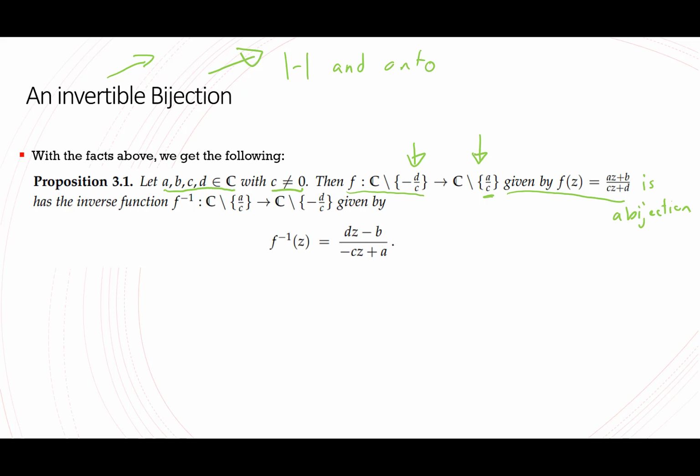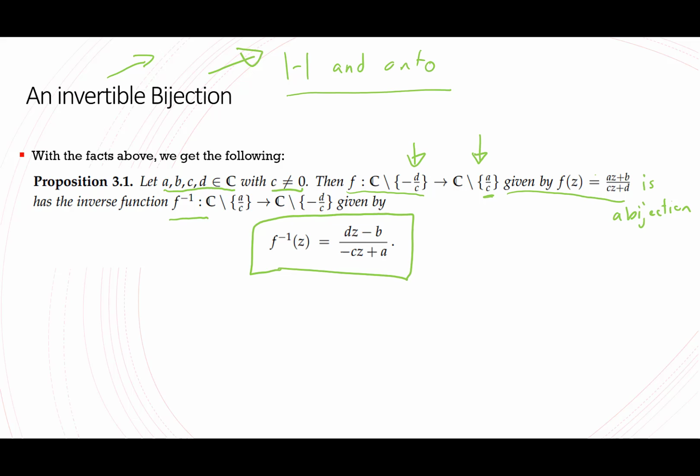Okay, and it has an inverse function, f inverse of z equals (dz minus b) over (c minus cz plus a)... Now, a couple of comments. We're actually going to prove one-to-one and onto in a second. You should be able to prove this inverse formula just by using stuff you would do back in pre-calculus.